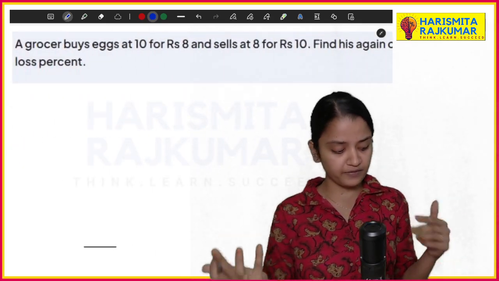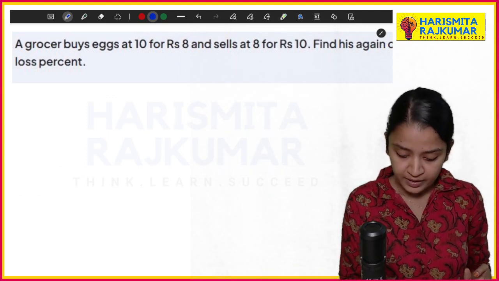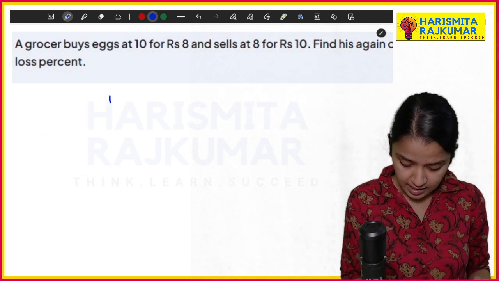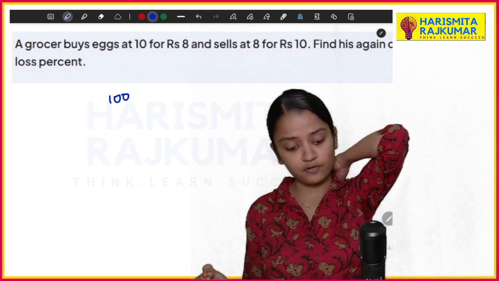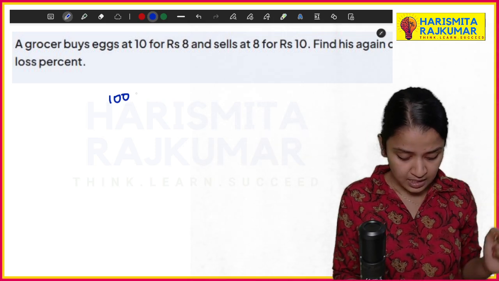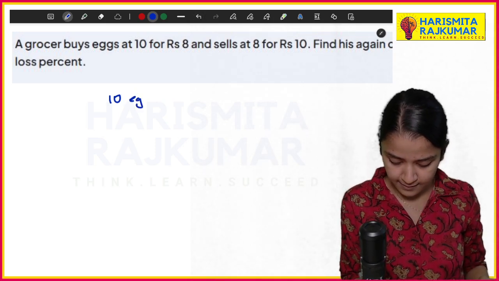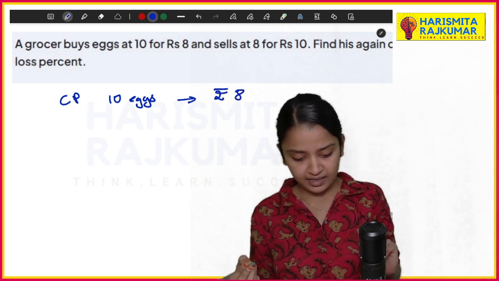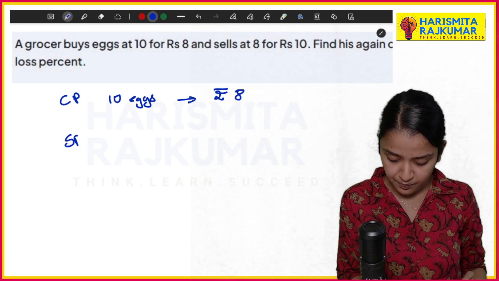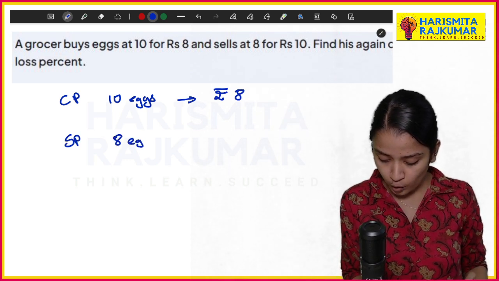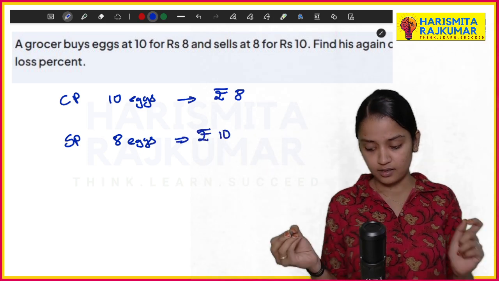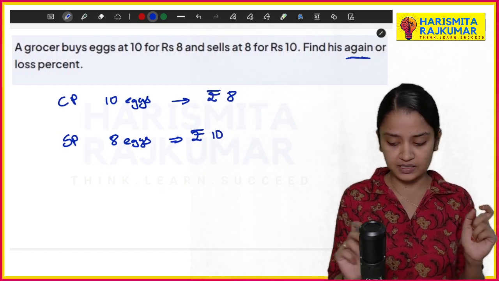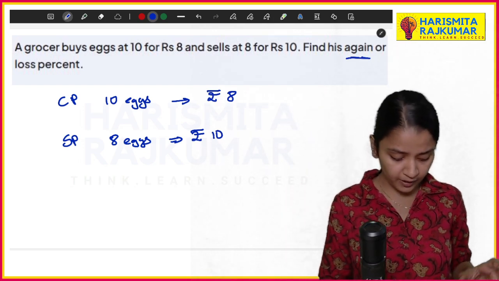Now if we solve more questions, you'll be able to understand. A grocer buys 10x eggs for rupees 8, which means the cost price is for 10x. He sells 8x eggs for rupees 10. So how much is his gain? You have to find whether it is a gain percentage or a loss percentage.